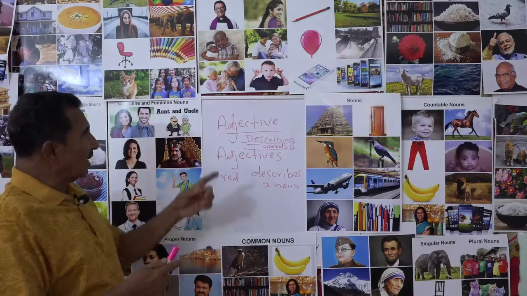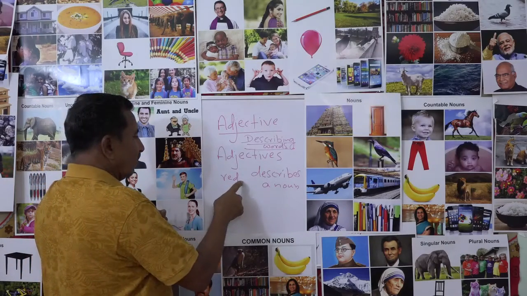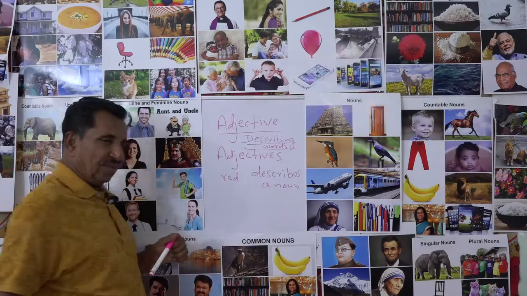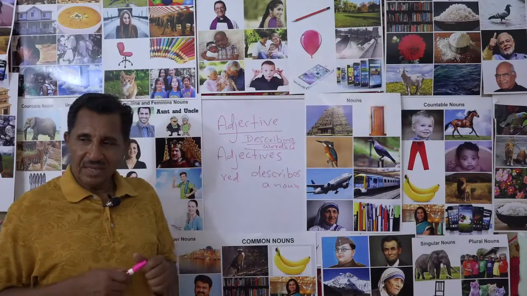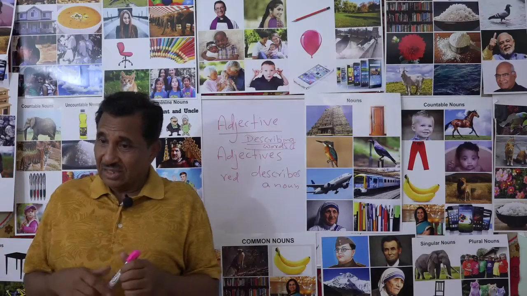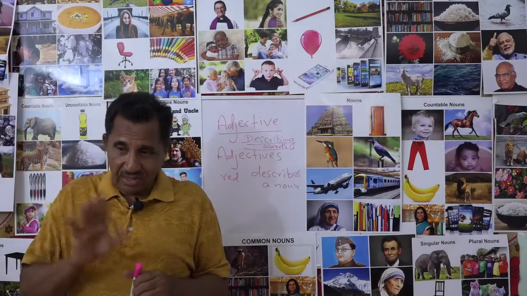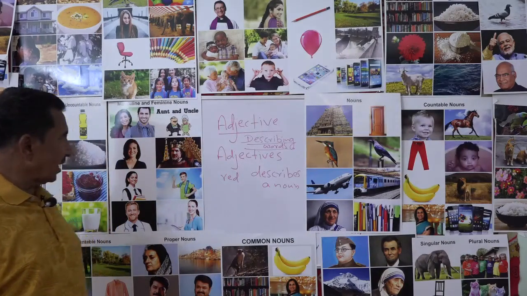See, here you can see now. Red balloon. Don't say balloon red. That's what I said. You should say red balloon. Now, like the t-shirt. You should say yellow t-shirt, not a t-shirt yellow. That you cannot say. Yes.